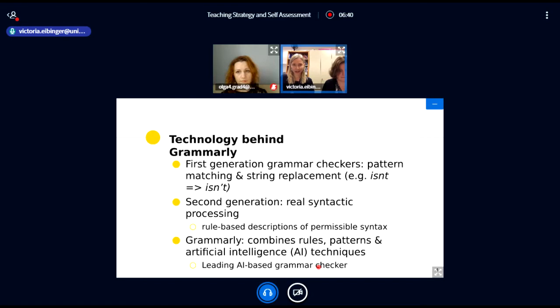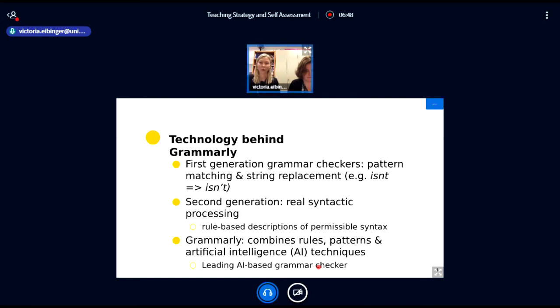The second generation of grammar checking software was then able to really process syntax, which means it was programmed with certain rules of what is possible in a language and what is not possible, and these grammar checkers were then able to make suggestions accordingly. As I said, Grammarly belongs to the newest generation of grammar checkers. It combines what the previous generation was already able to do, such as recognizing rules and patterns, but it also works with the help of artificial intelligence techniques. So that's what's really modern about it.